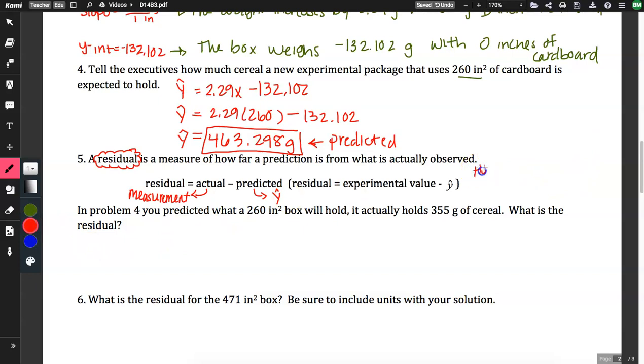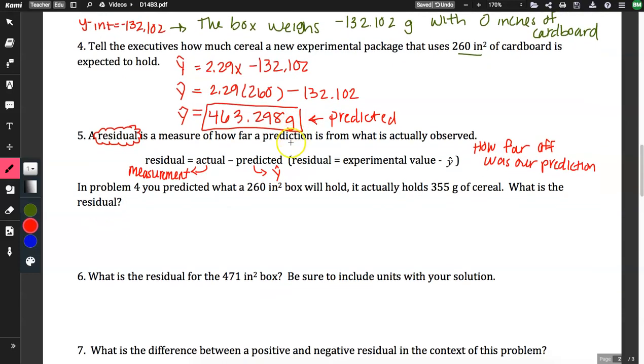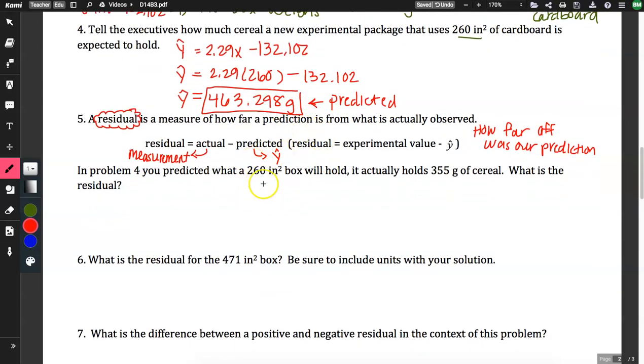So that's something I like to add with residuals. That idea is how far off was our prediction? Okay, so in problem 4, we predicted what this size box, 260-inch box, will hold. And then it actually holds this much. So this is the measurement. Here they built the box, they put the cereal in, and they weighed it. And they said, okay, it actually only holds 355 grams. So what is the residual? How far off was our prediction?